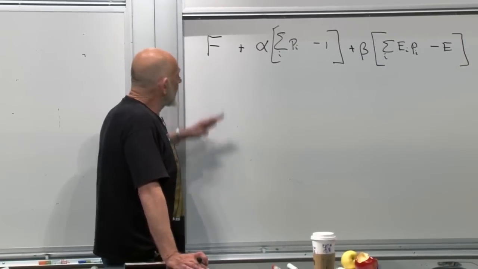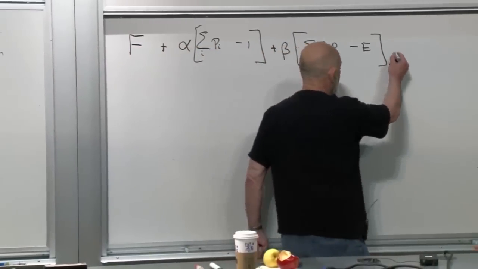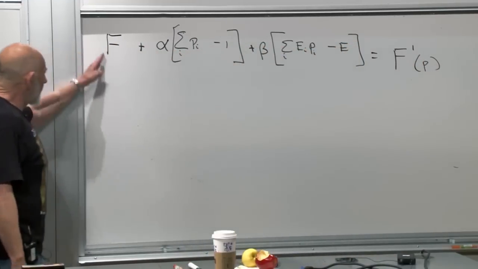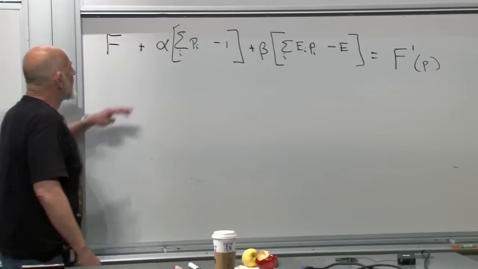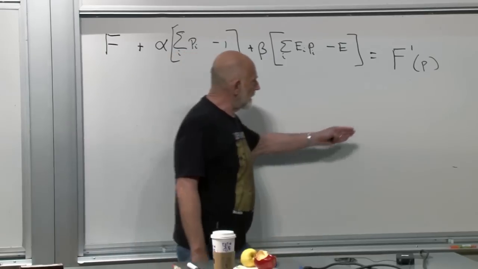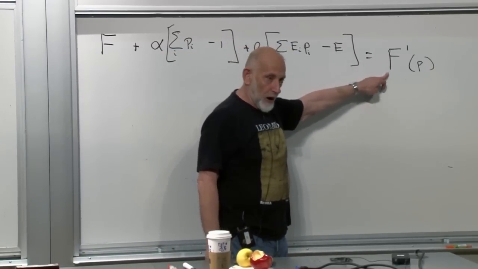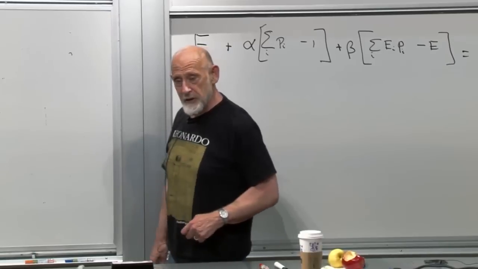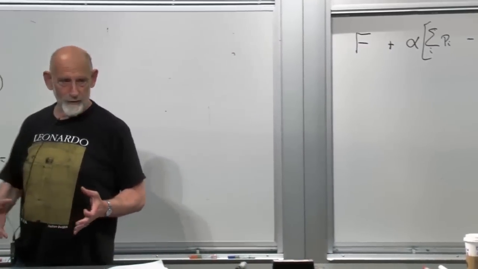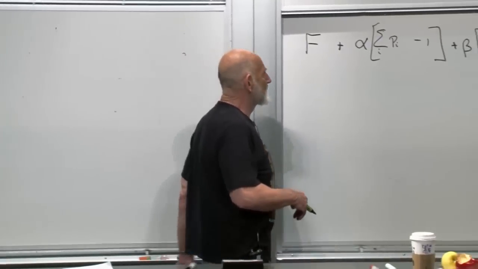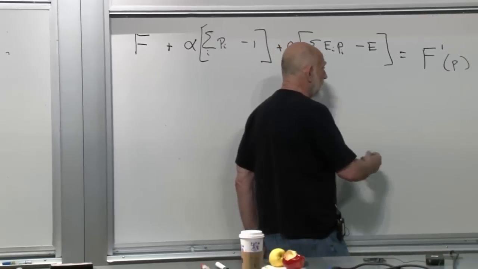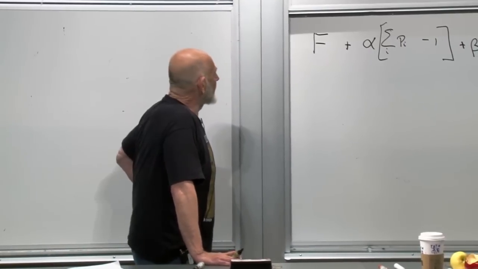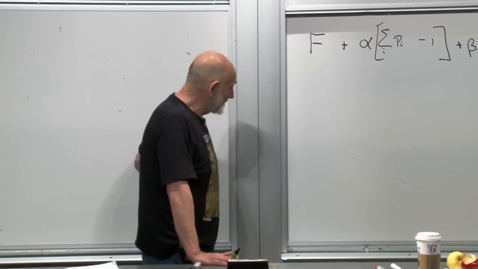Now, what is the rule? The rule is, and this is called now F prime, I'm using the same notation I did last time, where you take the thing you want to minimize, you add Lagrange multipliers times the constraints, and then you minimize F prime. That will leave you with unknown values of the alphas and betas. But then you figure them out by imposing the constraints. Is F prime also a function of alpha and beta? Yes, it is a function of alpha and beta. But I want to focus mostly on the fact that it's a function of p.